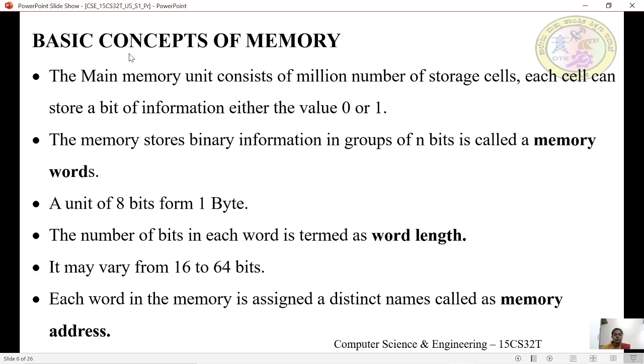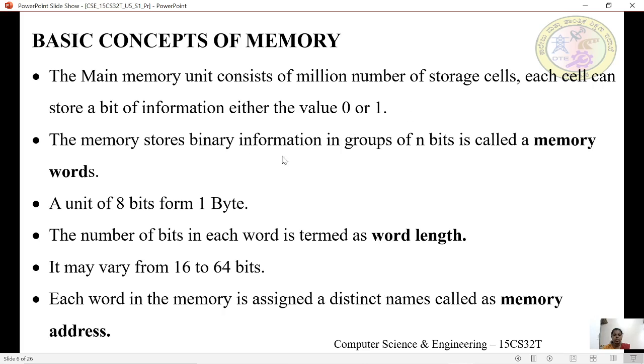Next, we'll see some of the basic concepts of memory. These we have already discussed in the first unit itself. Let us recap once again. The main memory unit consists of millions of storage cells. Each cell can store a bit of information, either the value 0 or 1. So memory is organized in the form of an array, and the array contains a large number of storage cells, and each cell stores only one bit, either 0 or 1.